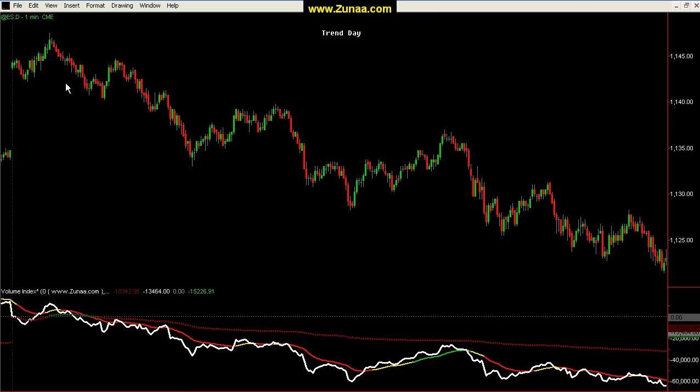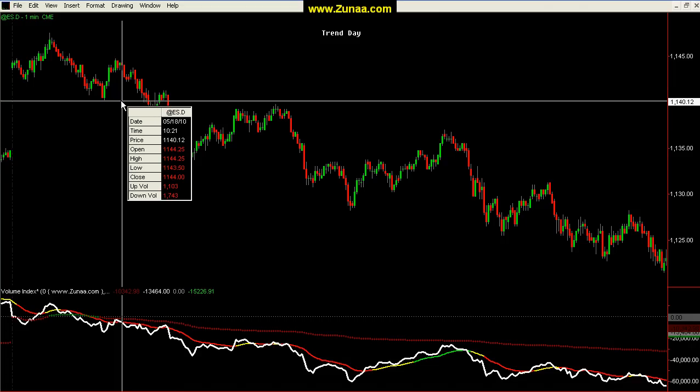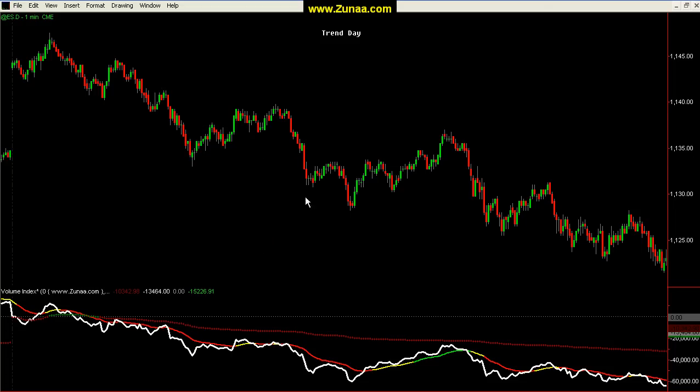They sell, take profits. As soon as price moves up, more sellers come in, seeing the discount, and they sell again. And that's the kind of aggressiveness you want to see on a trend day.